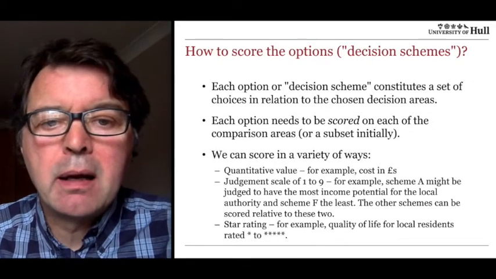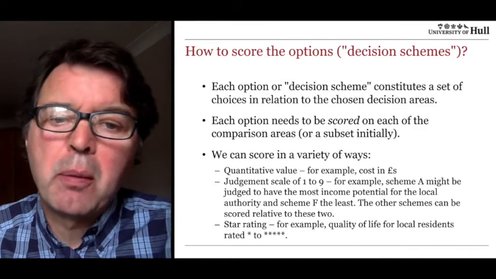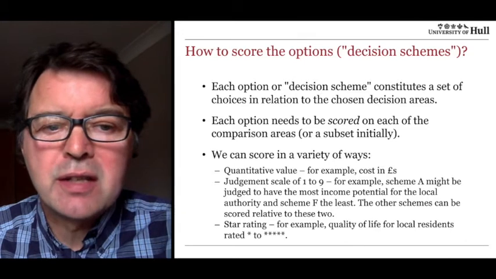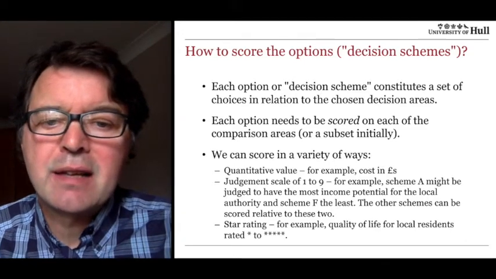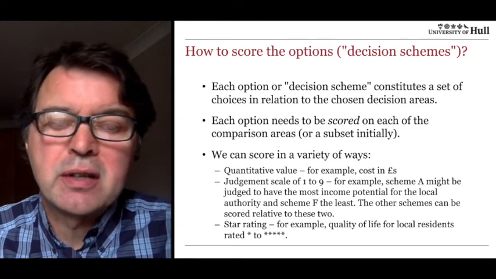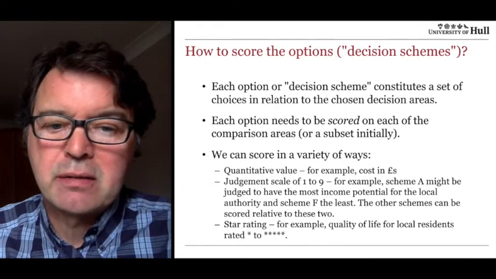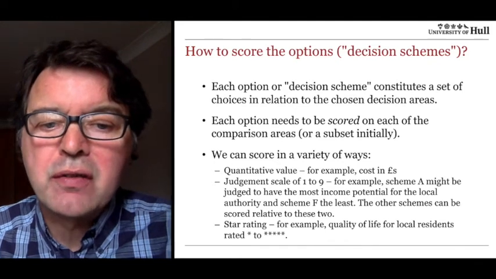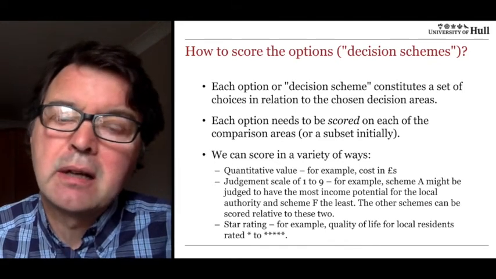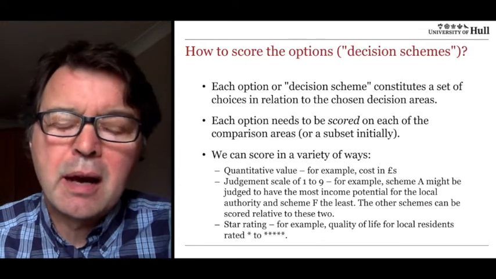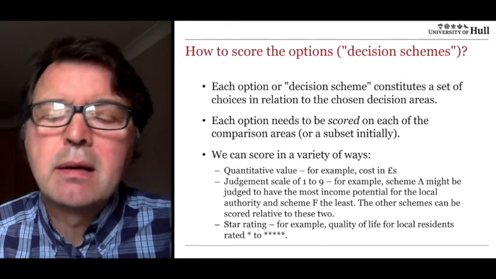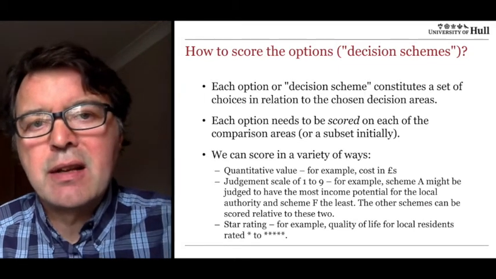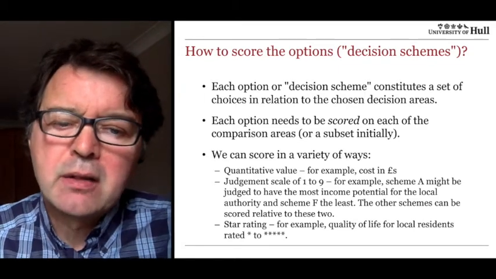So how do we score the options or the decision scheme? Each option or decision scheme constitutes a set of choices in relation to the chosen decision areas. So each option needs to be scored on each of the comparison areas. So we had 5, if you remember. Now we're going to go with a subset initially. So we're going to cut that 5 down to 3 initially to get us a short list. So how do we score?